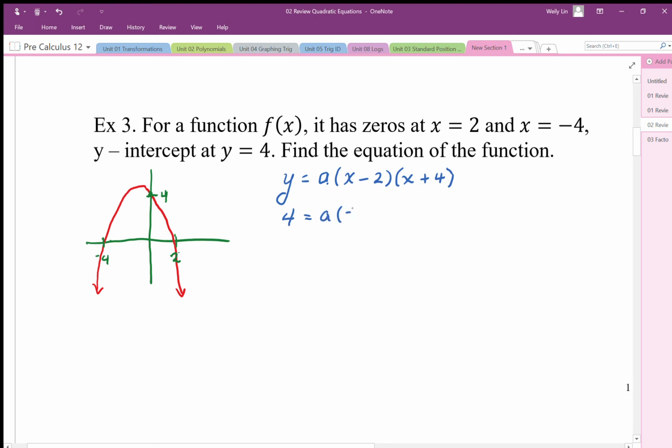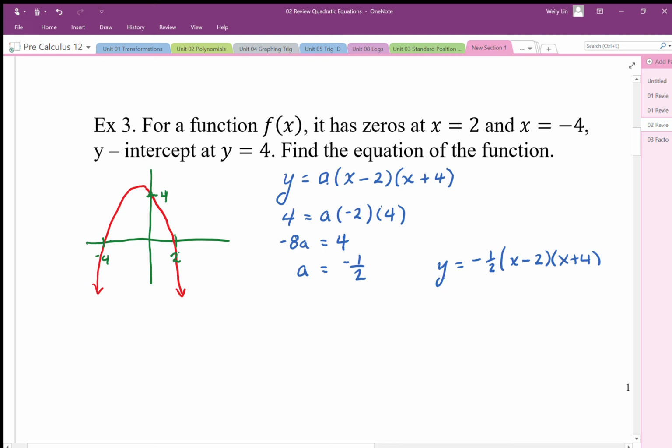So I end up with negative 2 times positive 4. So that ends up being negative 8a equals positive 4. Divide by negative 8. I end up with negative 1/2. So we end up with an upside down parabola that's been vertically compressed a little bit. And my equation ends up being y equals negative 1/2 (x minus 2)(x plus 4).